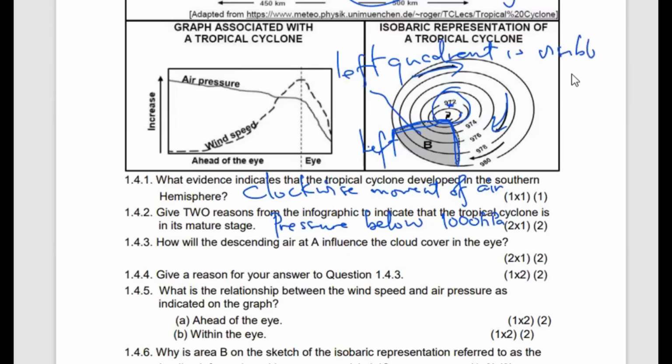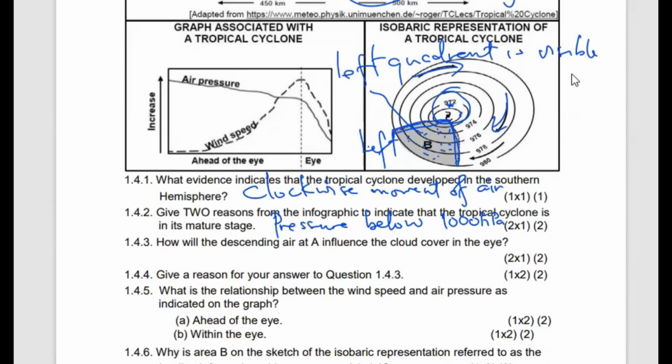I think you can see from this illustration, the shade is suggesting that this active quadrant is very visible and more pronounced, suggesting that the system has matured. So basically, using that evidence, we can suggest that the tropical cyclone is fully matured.